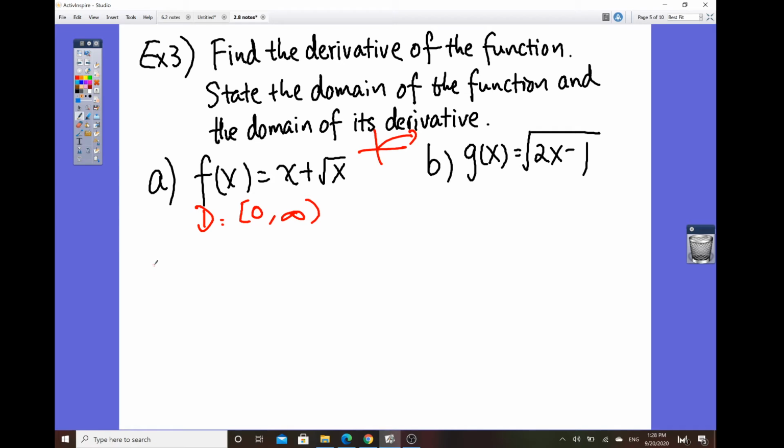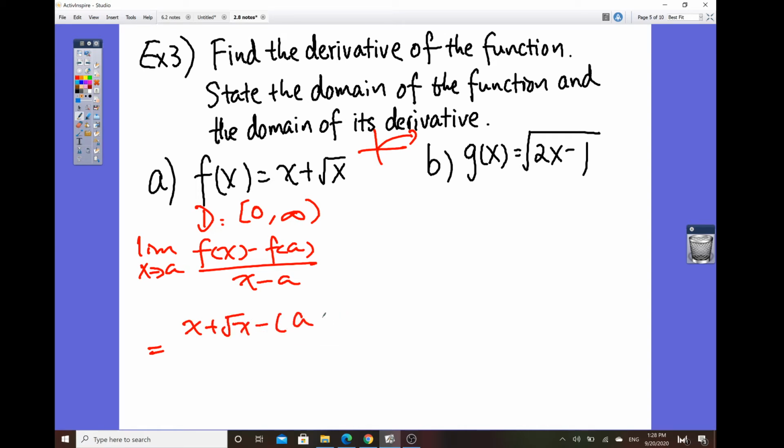And now the way to find the derivative, so we take the limit. We can use the A form or we can use the H form, depending on which way you like. Normally I like to use the A form. So let's say that x goes to a. So we have f of x minus f of a over x minus a. So f of x, which is x plus root x, minus the quantity of a plus root a, and then it's all over x minus a.